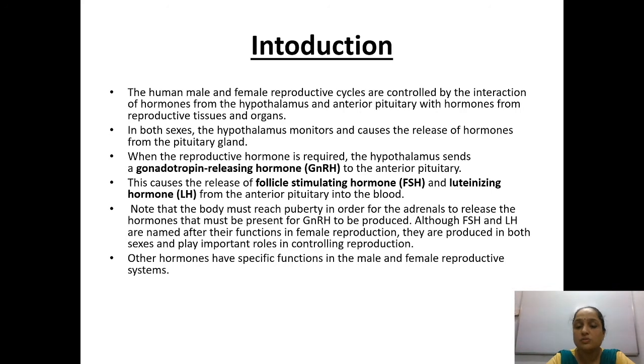So adrenal is also going to affect. Although FSH and LH are named after their function in female reproduction, they are produced in both sexes and play an important role in controlling reproduction. Other hormones have specific functions in the male and female reproductive systems. Now we are going to enter the male and the female hormonal control in a separate format.